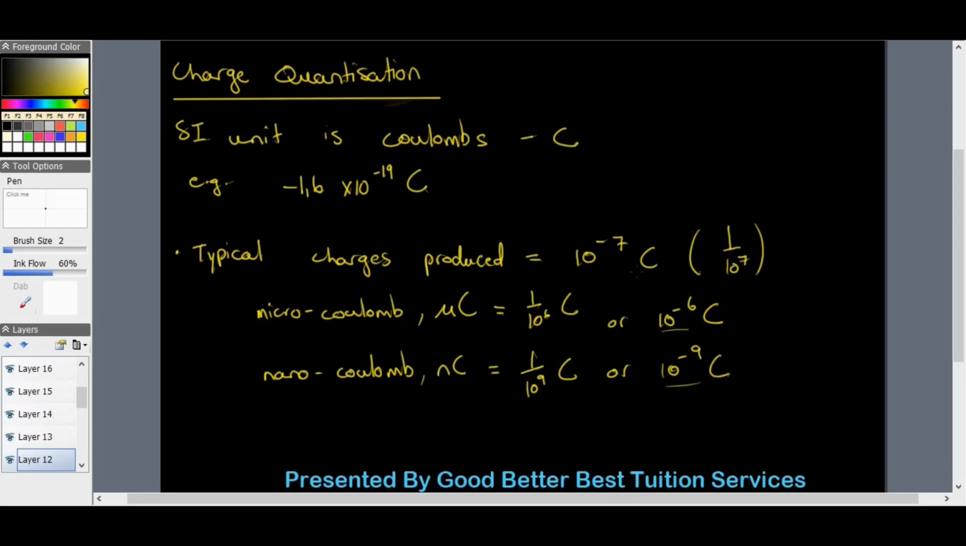The same way, we don't say 1,6 times 1 over 10 to the 19, but rather 1,6 times 10 to the -19. That's how we write it. And this is obviously the charge on a single electron. I must put this in there: it's the charge on a single electron.